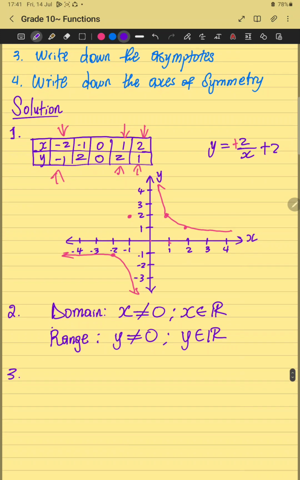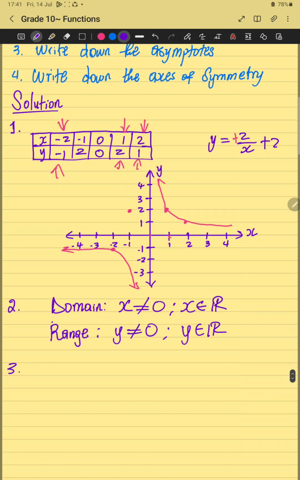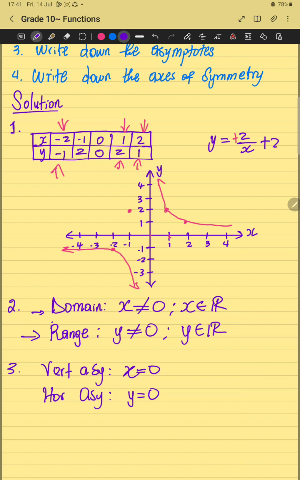So third question, you write down the asymptotes. There are 2. So you just say vertical asymptote. You should say x is equal to 0. And the horizontal asymptote, y is equal to 0. You only say x is not equal to 0 when you write the domain and the range.